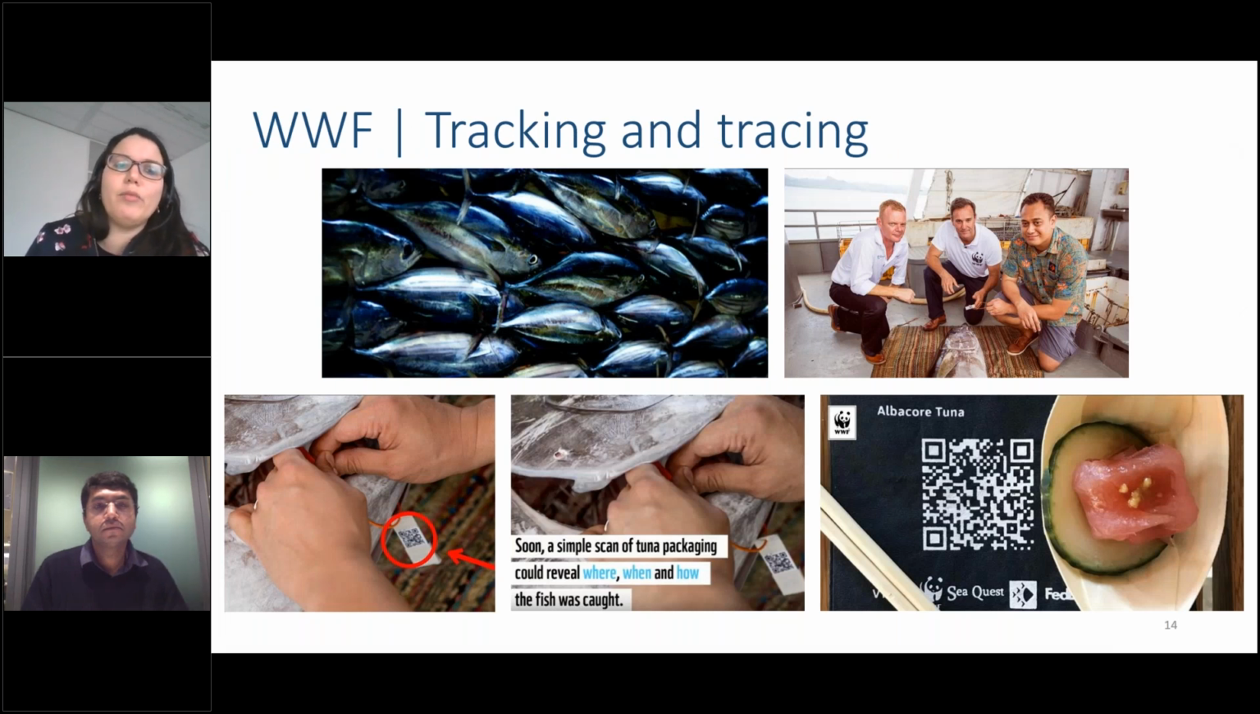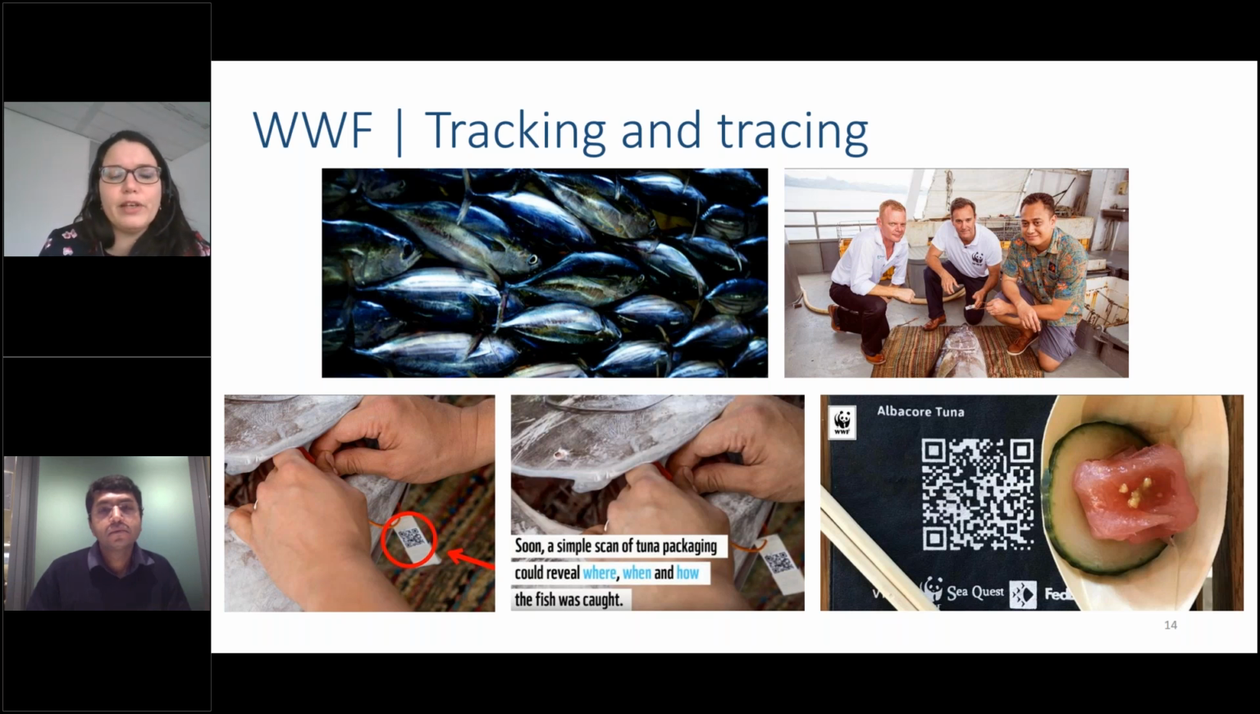WWF has been using blockchain technology in the tracking and tracing of tuna. So they do this in New Zealand, Fiji, where they work together with other local NGOs. What was happening in the tuna fishery was that often the tuna would not be sustainably fished or caught, but also the people working in this industry would often be employed in improper conditions, so not the right working hours, low wages, which WWF even has called a type of slavery.